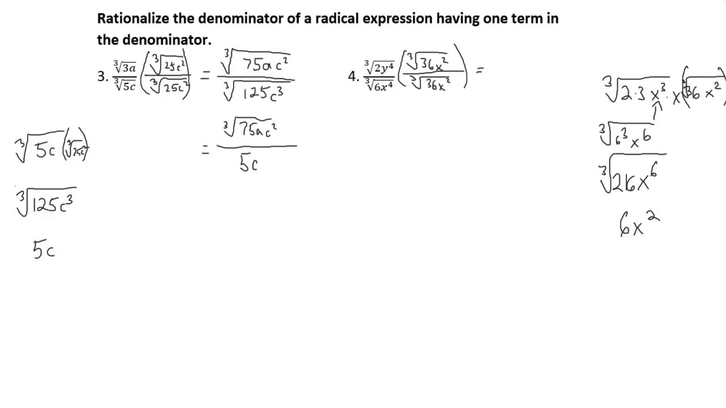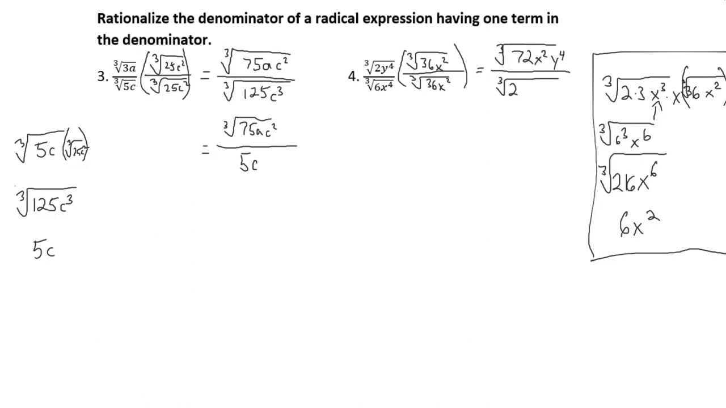When we multiply that out, we get the cube root of 72x squared y to the fourth, and on bottom we get the cube root of 216x to the sixth. So on bottom we have 6x squared. We need to see if that top can simplify.